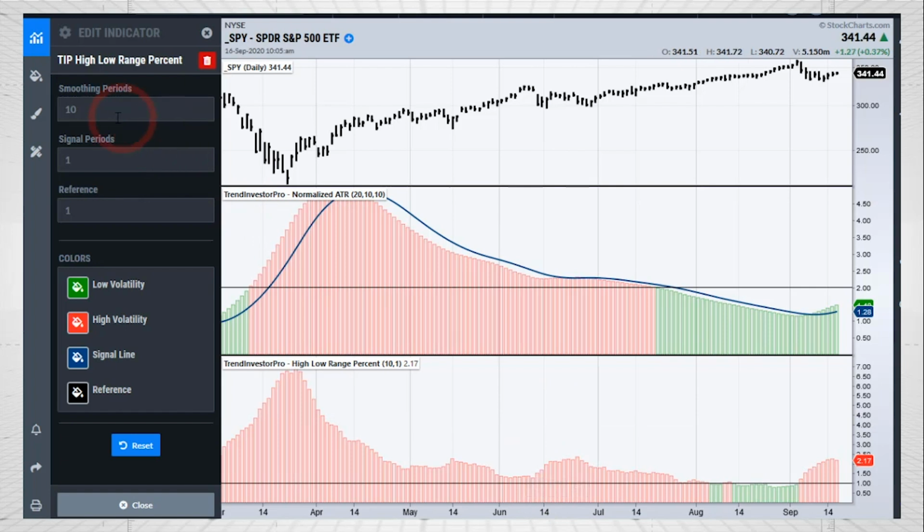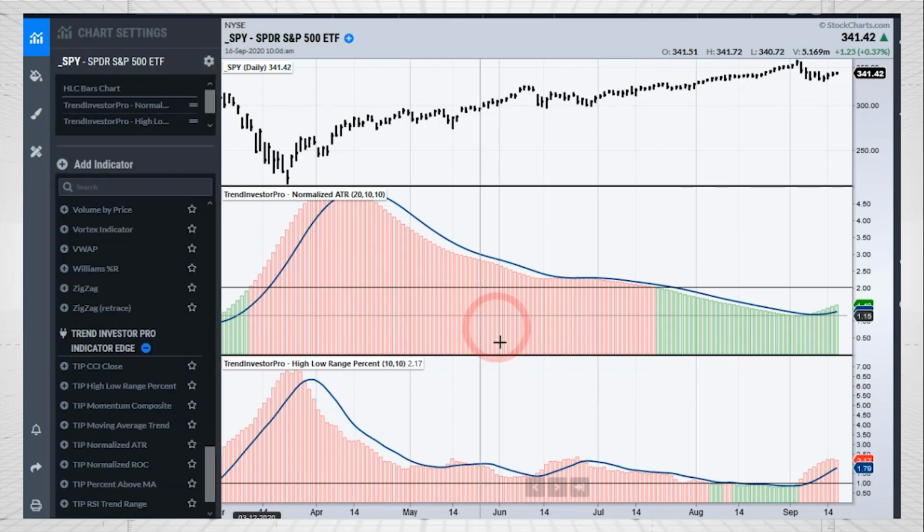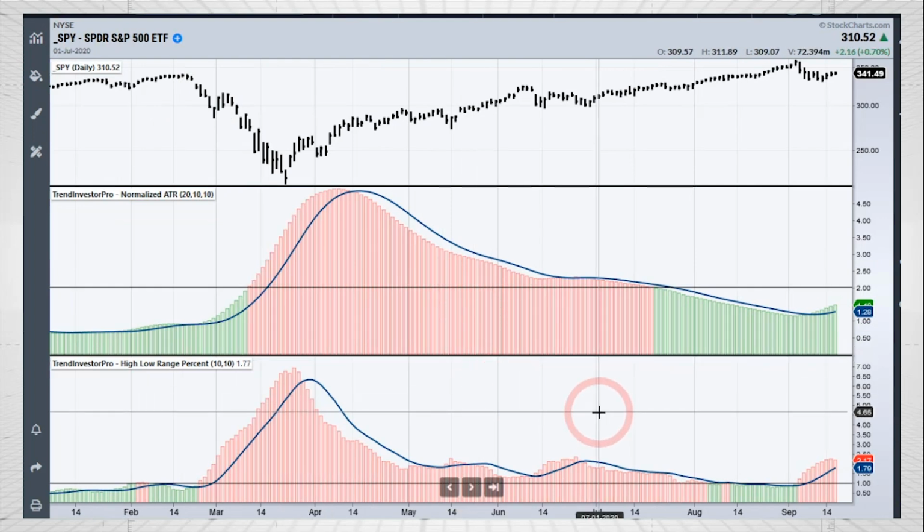And I smooth it out with a 10-period moving average, and you can add a signal line to that by putting a 10 there, and I will update that, and there you can see the signal line. So I'll close it, and now we can see when volatility is rising or falling.